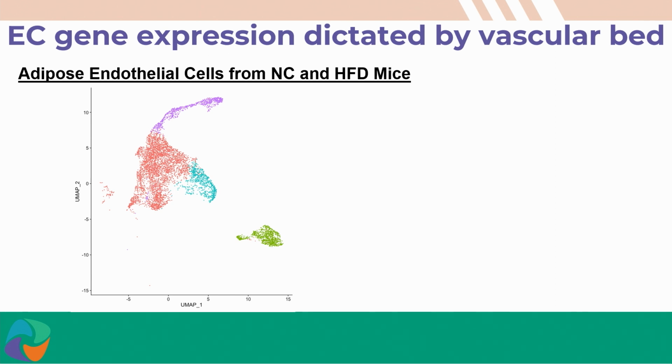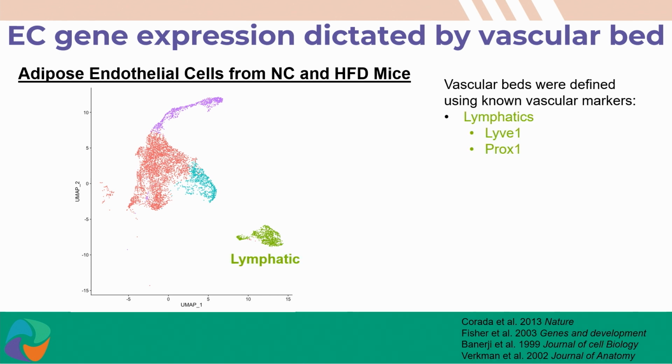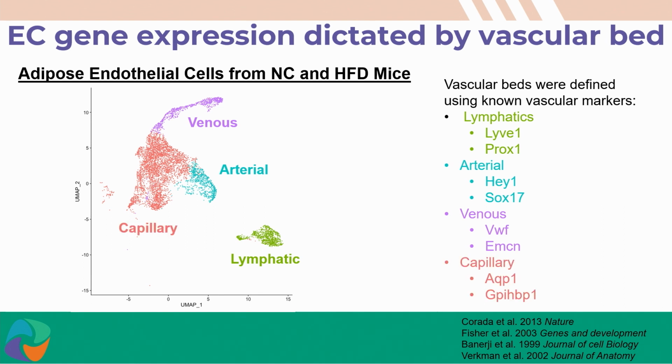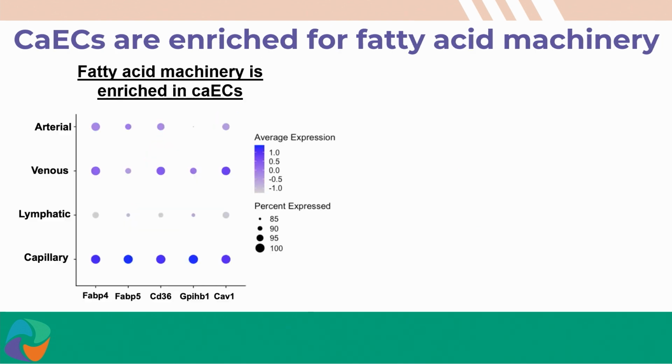We were able to split them into different clusters. First being the lymphatics, highlighted here in green. We had an arterial cluster, a venous cluster, as well as a capillary cluster. And I'm gonna focus in on this capillary cluster here in pink. What I found really unique about this capillary cluster is that they are enriched for fatty acid handling genes.